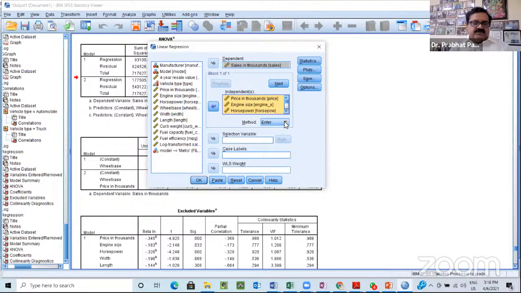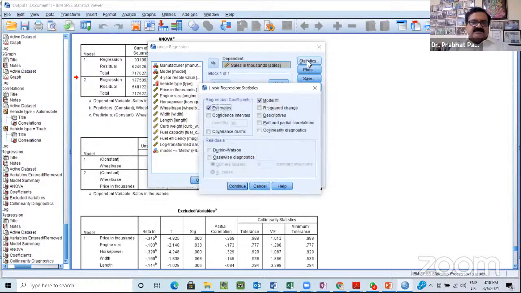Then we go to method. So there is a button here, you can see. It's a drop down window. From here you can select stepwise, right? So there are other methods also, backward, forward, but we selected stepwise. Then we click this button, statistics.